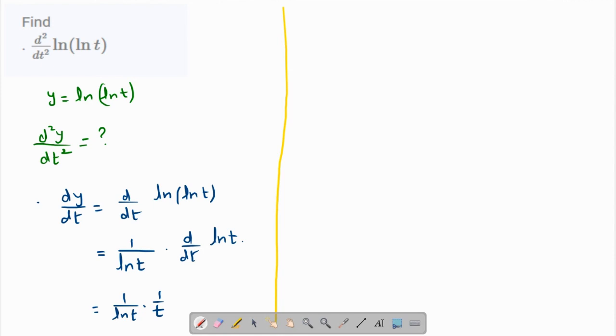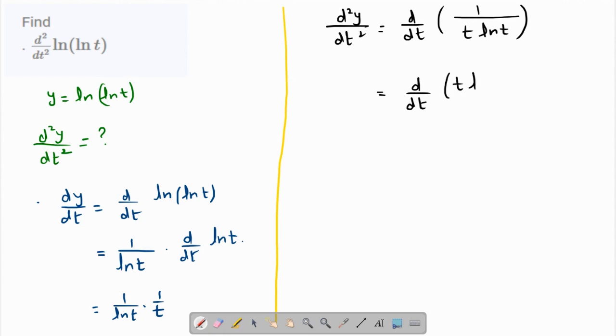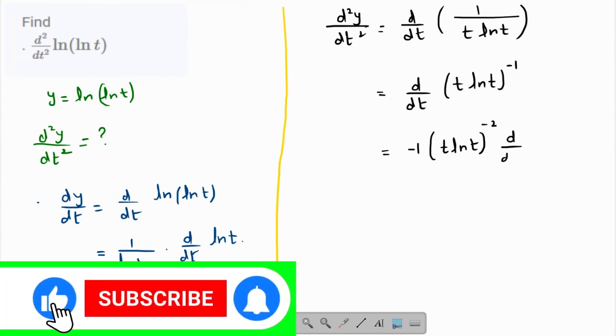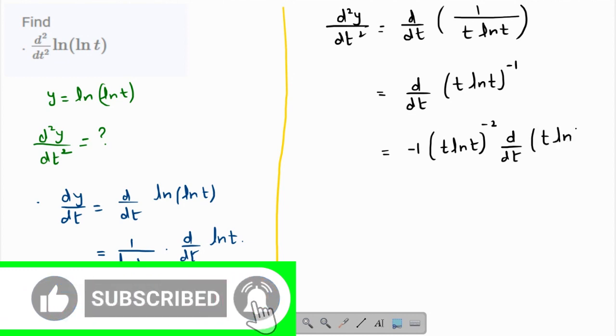Now the second derivative has got to be d²y over dt². So that's just going to be another differentiation, d over dt of 1 over t ln t. I think this can be written as d over dt of (t ln t) raised to minus 1. If we want to differentiate this, then minus 1 comes down, and we have (t ln t) raised to minus 2. We are using the power chain rule, so that's where we have differentiated the power. And then we go inside and we differentiate t ln t.